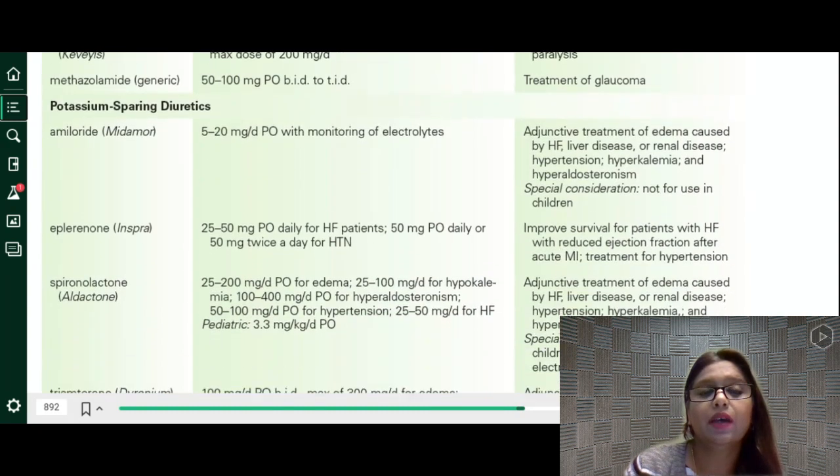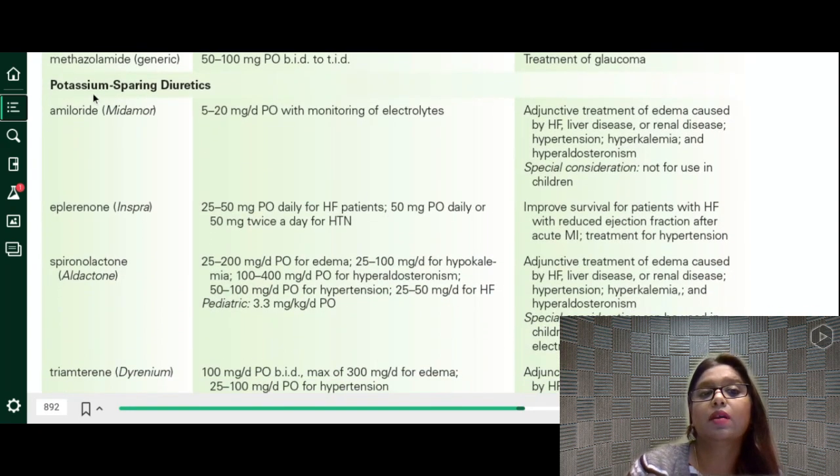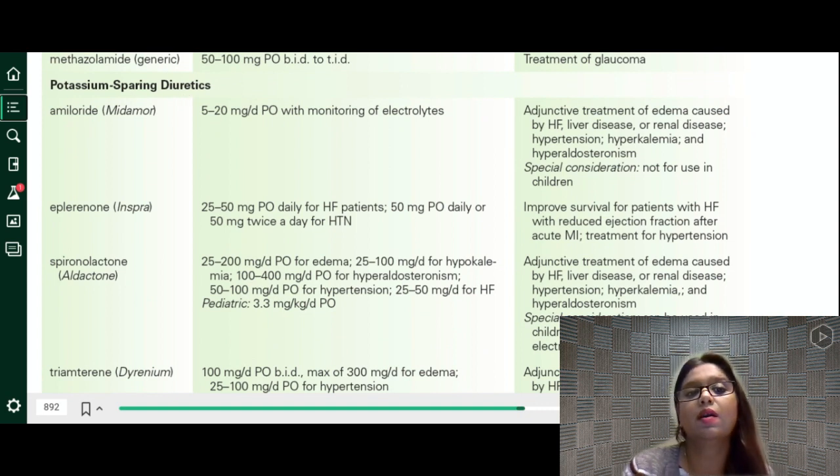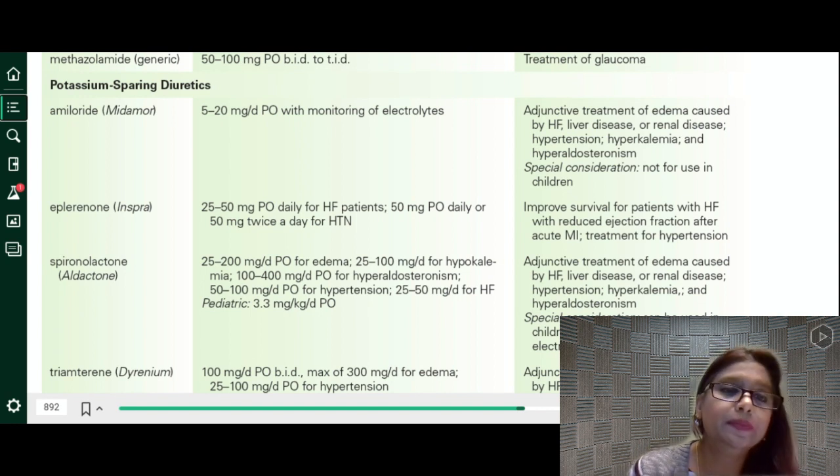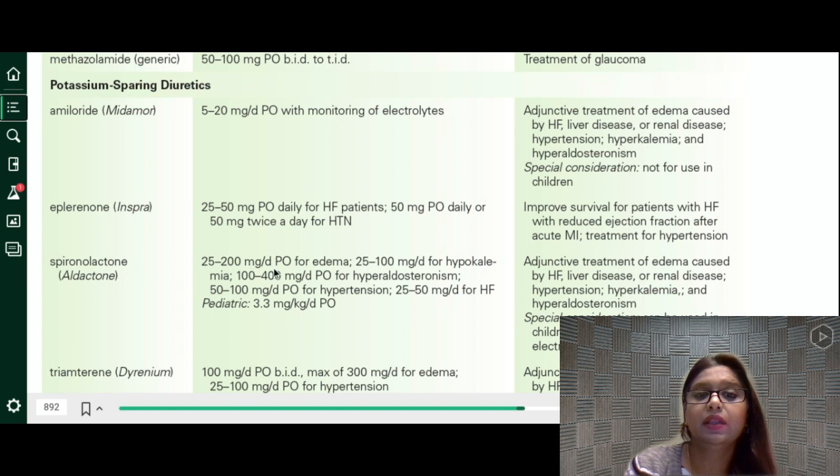Now, some other medications come under potassium-sparing diuretics. One of the most important ones is spironolactone. So if you're making notes, write it down on the side. Spironolactone, 25 to 200 milligrams per day for edema.